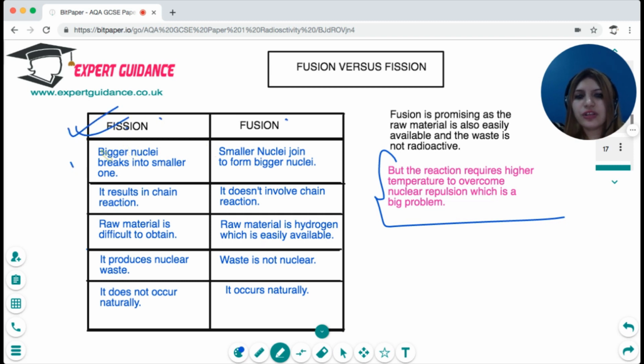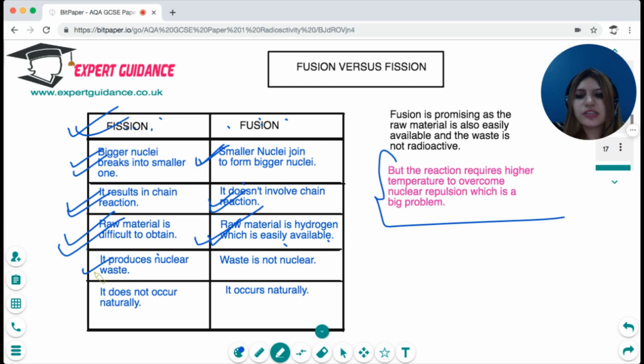In fission, the bigger nuclei break into smaller ones. In fusion, small nuclei join to form a bigger one. In fission, there's a chain reaction. In fusion, no such chain reaction. In fission, raw materials are difficult to obtain. In fusion, raw materials like hydrogen are easily available.